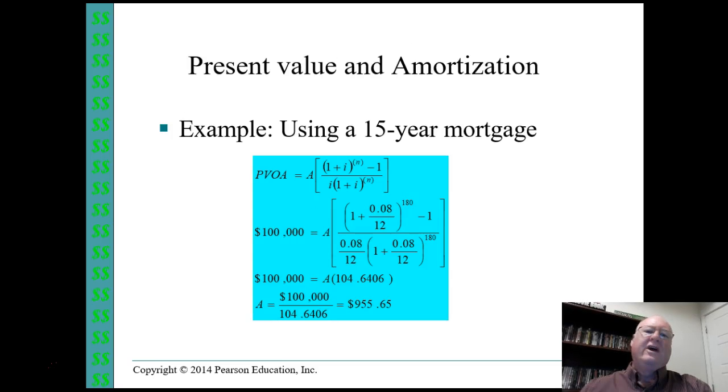So again, these net present values and annuity payments have all sorts of application throughout the financial world. Using that same approach for a 15-year mortgage, you can see that, making an assumption of an 8% interest rate on a $100,000 bank loan, if you wanted to pay it off in 15 years, that's $955 per month.